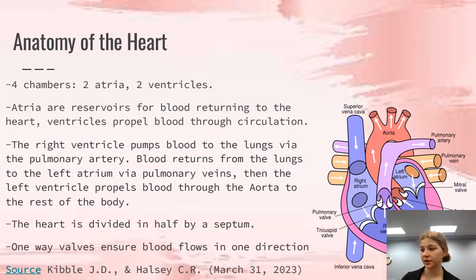The heart chambers are divided to the left and right by the septum, and there are 4 valves in the heart. You have the aortic, the mitral, the tricuspid, and the pulmonary valves, and they ensure blood flows the right way through the heart and does not return in the wrong direction.